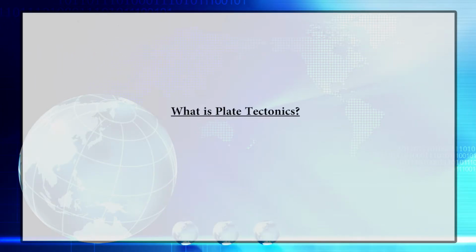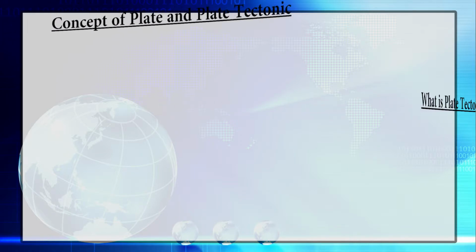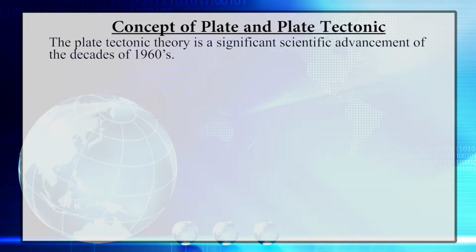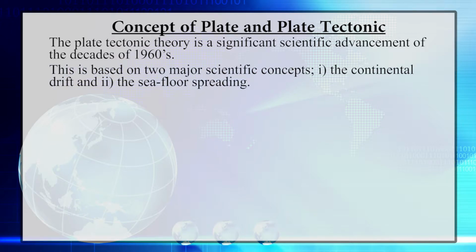And now, what is plate tectonics? The concept of plate tectonics is very much scientific, and this significant and advanced plate tectonic theory was found in the decade of the 1960s, and this is mainly based on two major scientific concepts. Number 1, the continental drift, and second one is the sea floor spreading.